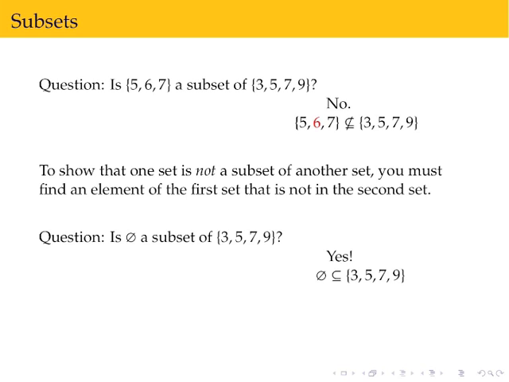And there really wasn't anything special about 3, 5, 7, 9 for this question. I could have used any set as that second set. And it is true that the empty set is a subset of every set. Any set you can think of, the empty set is a subset of it. That will always work. For that same reason, you just can't find anything in the empty set that's not in whatever set you want to talk about, because there's nothing in the empty set at all.